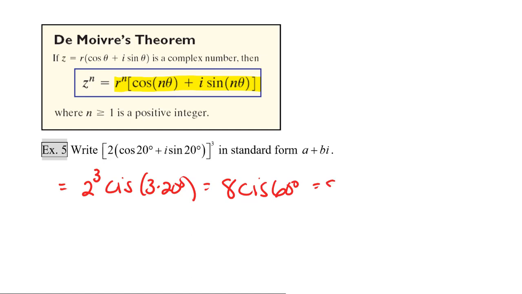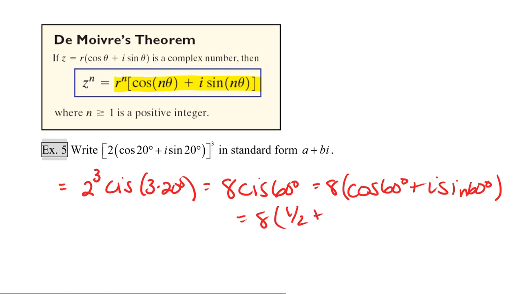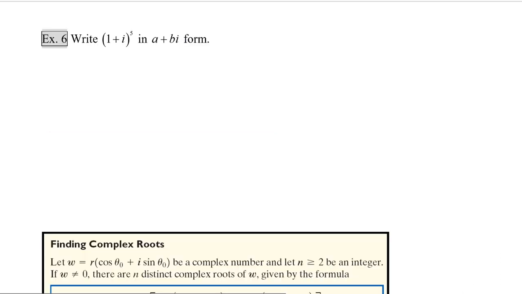So now I'm going to write this in long form. This is 8 times the cosine of 60 degrees plus i sine 60 degrees. I'll substitute in the cosine of 60 degrees, which is 1/2, and the sine of 60 degrees, which is the square root of 3/2. And I'm going to distribute, and I get 4 plus 4 times the square root of 3 i. So that was relatively easy because we started in polar form.